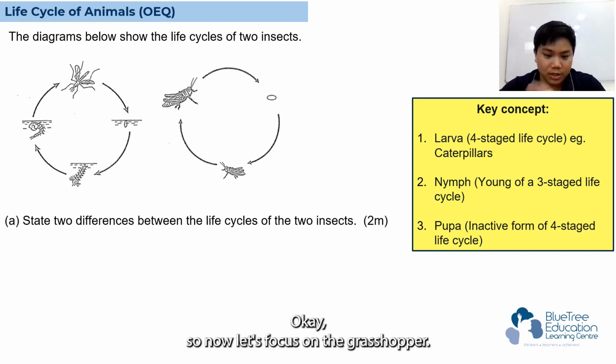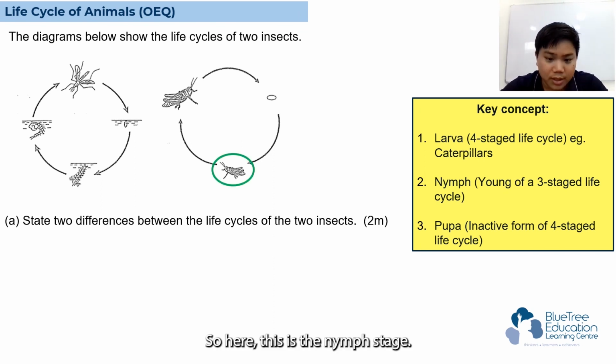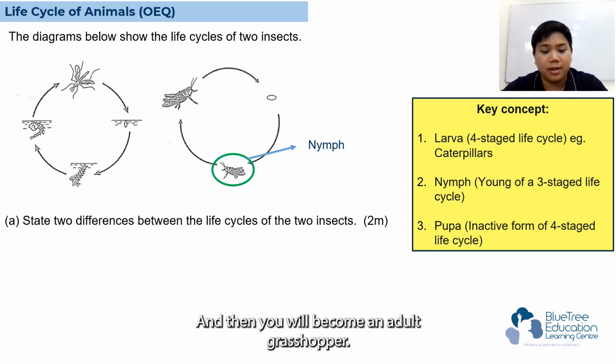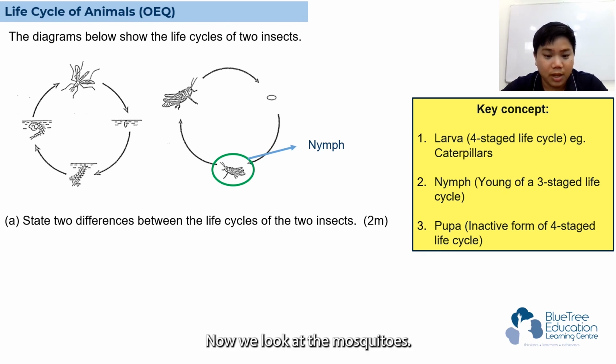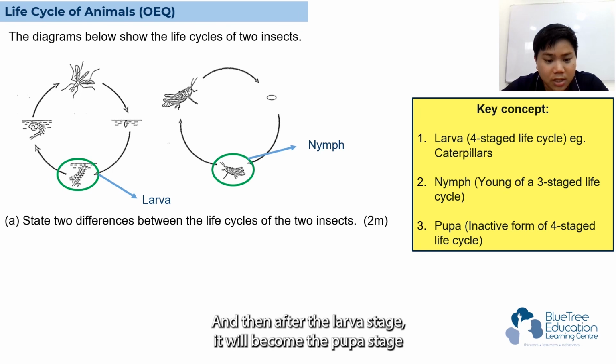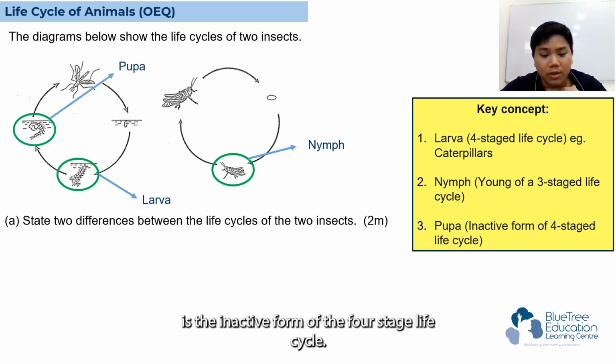Now let's focus on the grasshopper. Here, this is the nymph stage, and then it will become an adult grasshopper. Now we look at the mosquitoes. It has 1 extra stage. This is the larva stage, and then after the larva stage, it will become the pupa stage. It's the inactive form of the 4-staged life cycles.